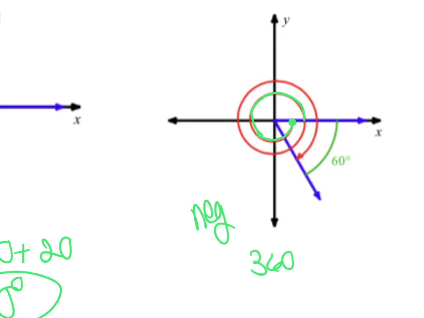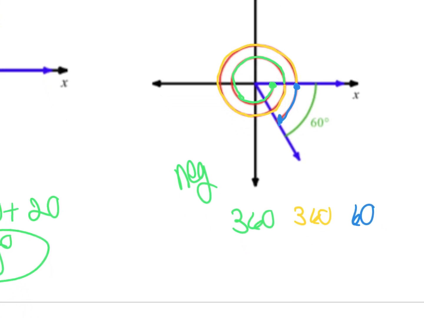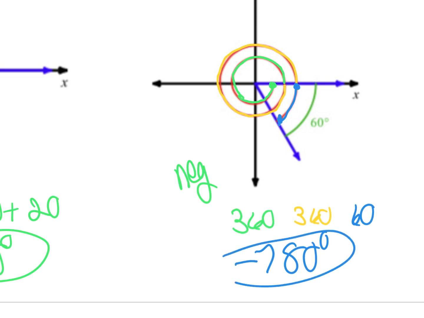Okay, now here I go again. I'm going to do a different color, going all the way around again. Stop. I've gone another 360 degrees. And then it tells me I've gone from here to here is another 60. Okay, so that means 360 plus 360 is 720, and another 60 would be 780 degrees. But since I was doing all of those things in the clockwise direction, my answer is going to be negative.